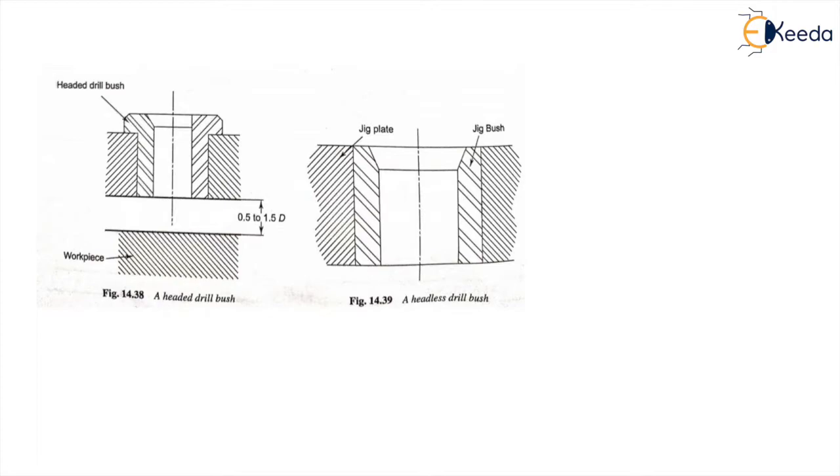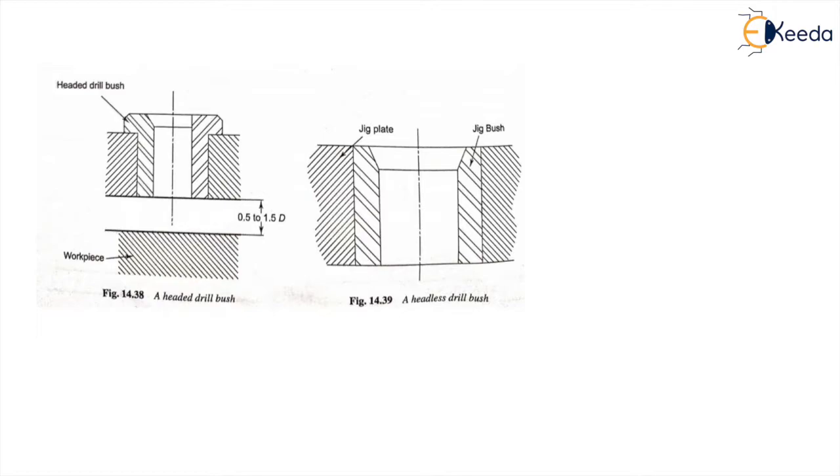So the necessary clearance depends on the workpiece material and the type of chip that is going to form during the operation. So sometimes what happens, when the drilling axis is not perpendicular to the workpiece surface, it is necessary to locate the exit end of the bush as close to the part as possible.